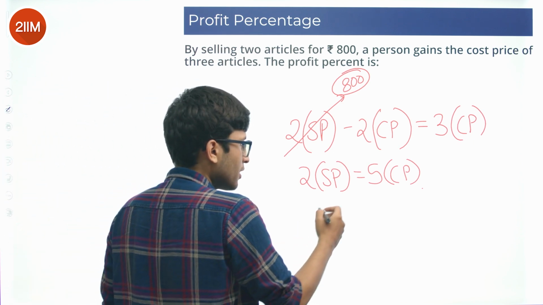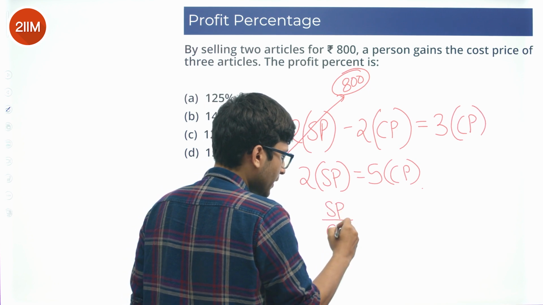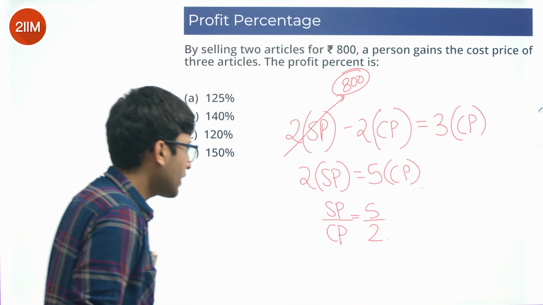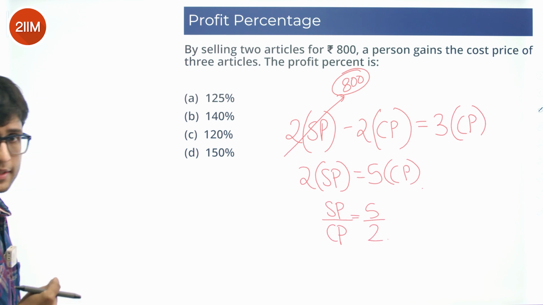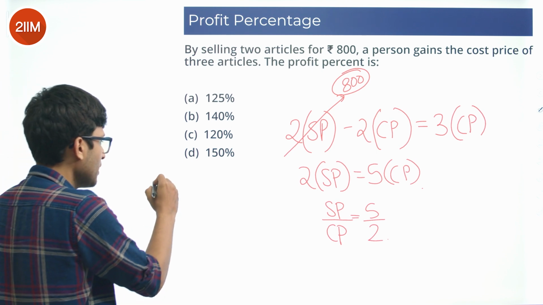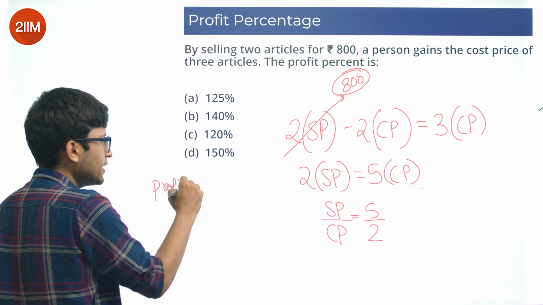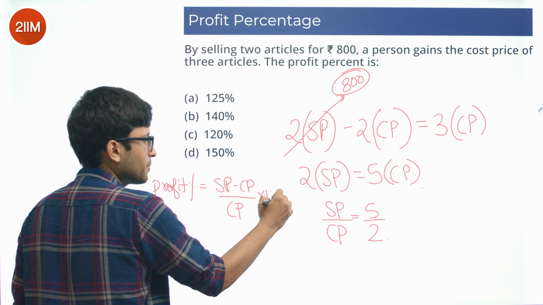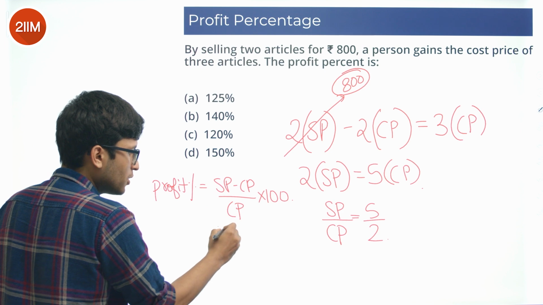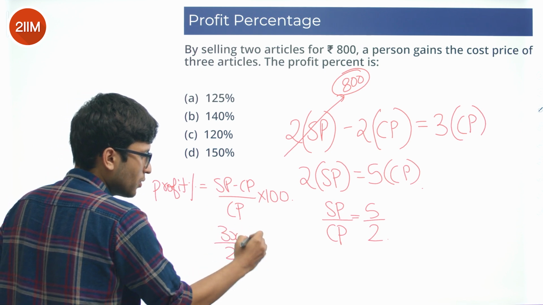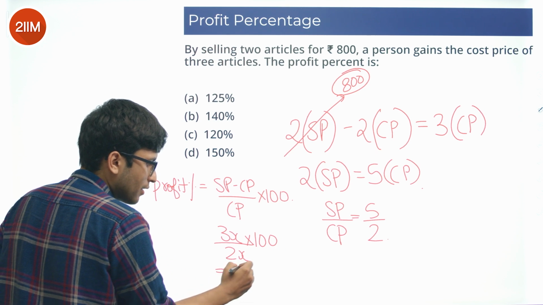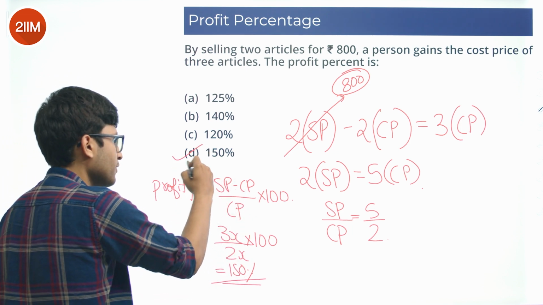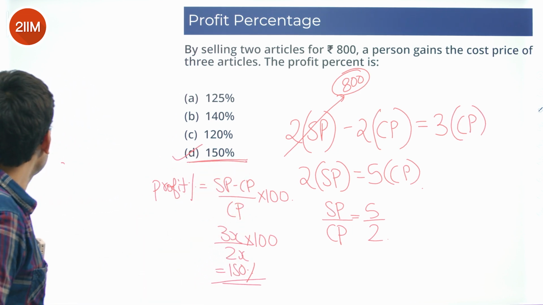So first of all, the ratio of selling price by cost price will be equal to 5 by 2. Okay, so I can say 5x and 2x are selling price and cost price. I have to find out the profit percentage. The formula is selling price minus cost price upon cost price into 100. So the value will be equal to 3x by 2x into 100, or the value is equal to 150%. Yeah, I got 150% as my answer, and we are having one of the options as 150%. Let's check it out whether the answer is right.